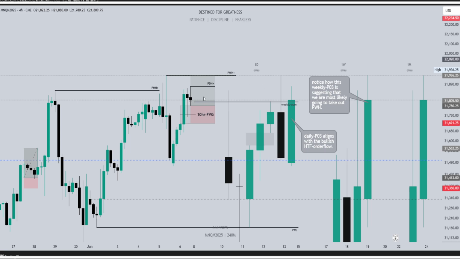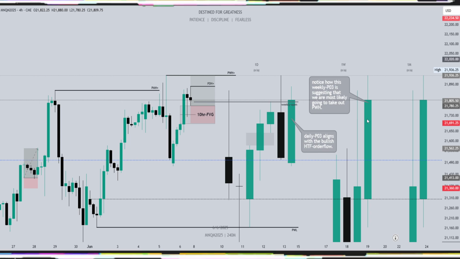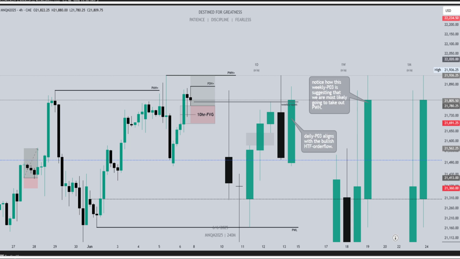And there are times where ICT mentions, this fair value gap should be respected. This fair value gap shouldn't be respected. The way that I know which fair value gap should be respected is based on the model and the higher time frame objective. So it's kind of like a domino effect where one has an influence on another. In this case, the weekly has influence on the daily has influence on the 10-hour.